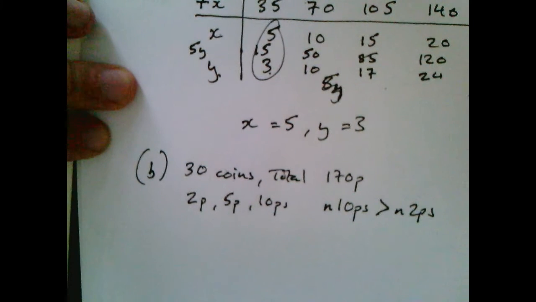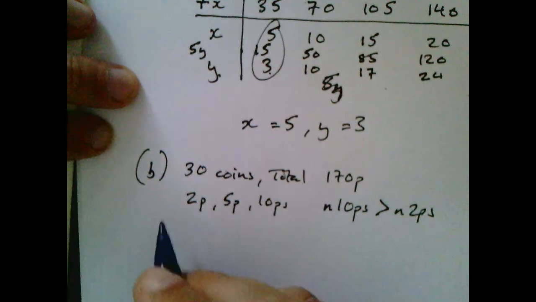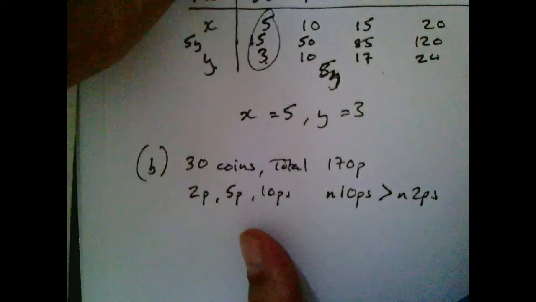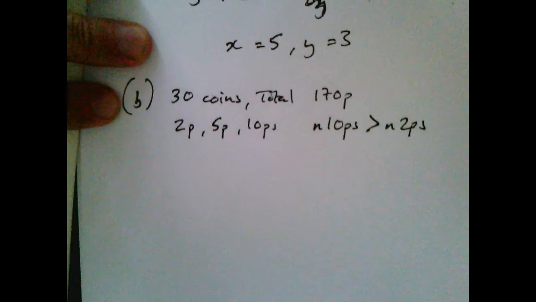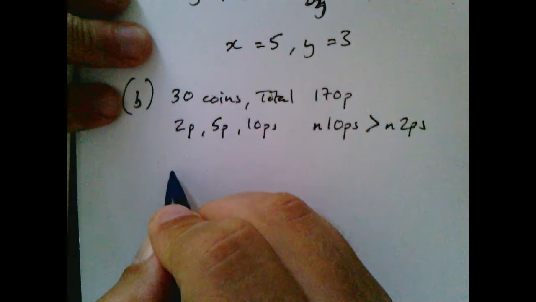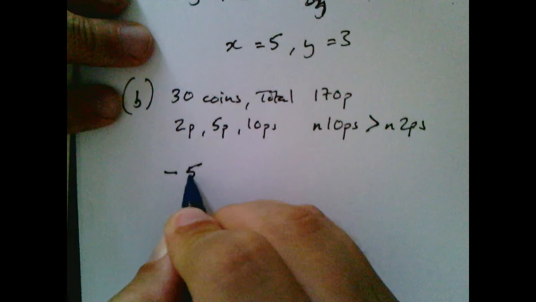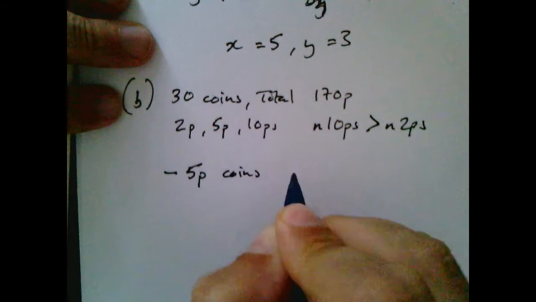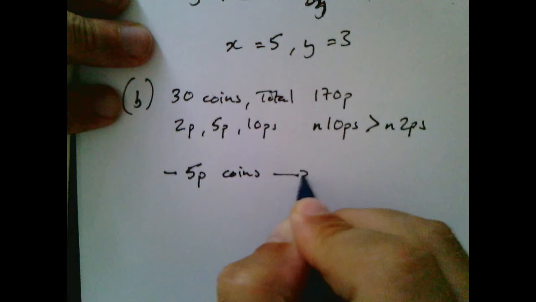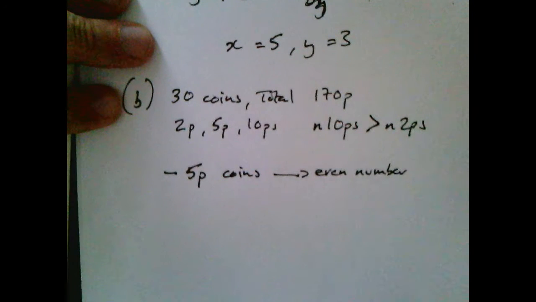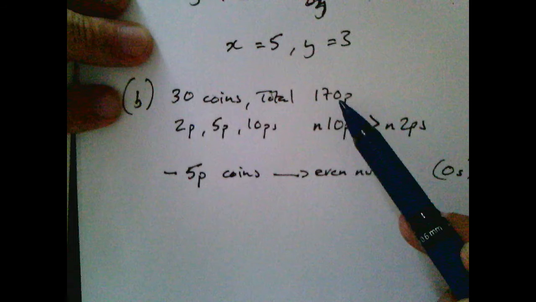Now we need to work out how many 5p coins they have to start with. How are we going to do that? Well, let's start off just by making some observations. Again, a bit like the triangle question, kind of playing around, see whether it works. First thing I think we can say is that the number of 5p coins has to be an even number, because we need to have it ending in zeros. Otherwise, we're going to have trouble getting to 170.